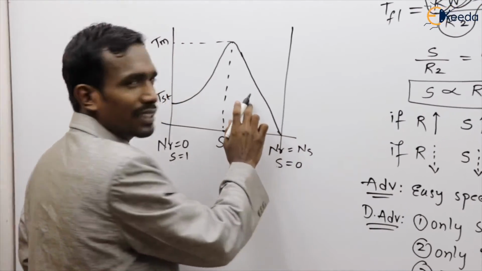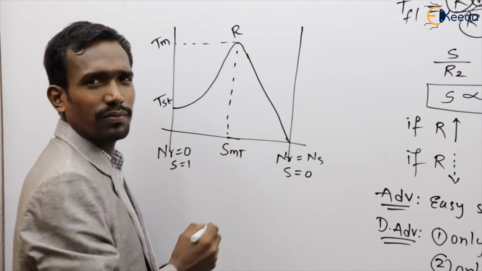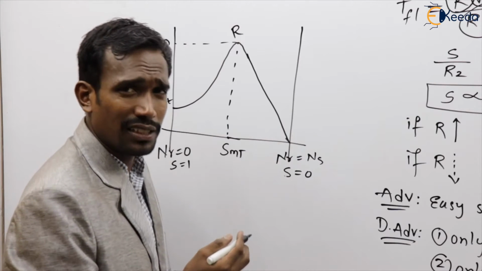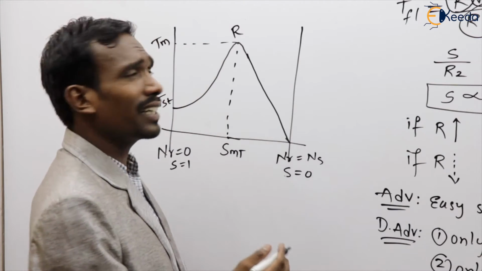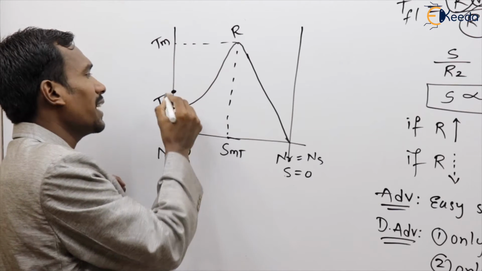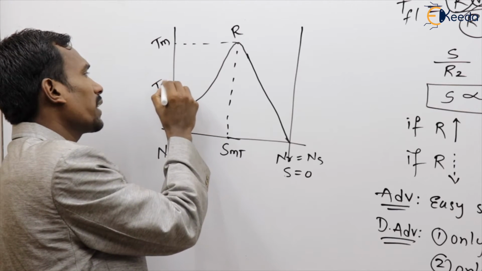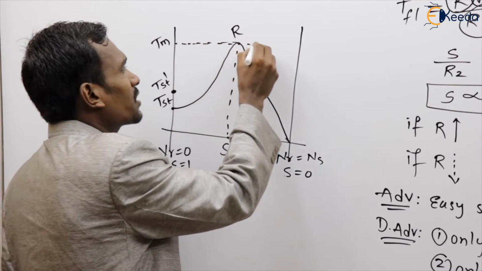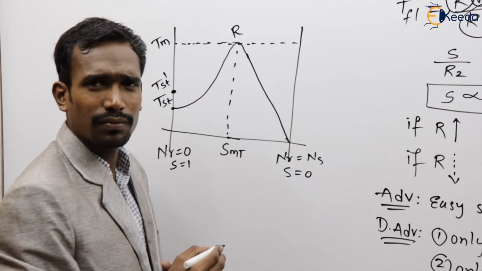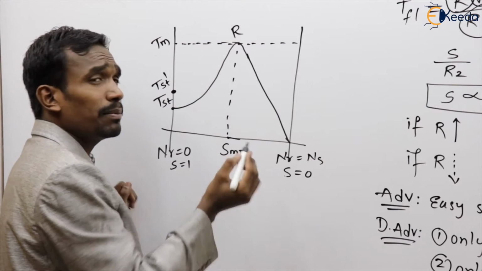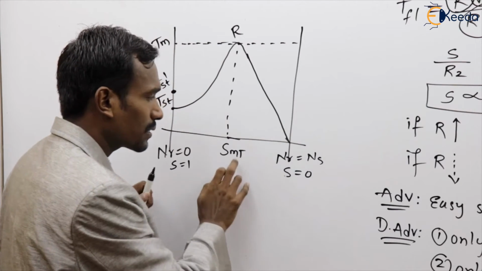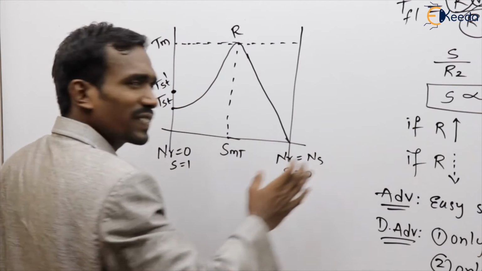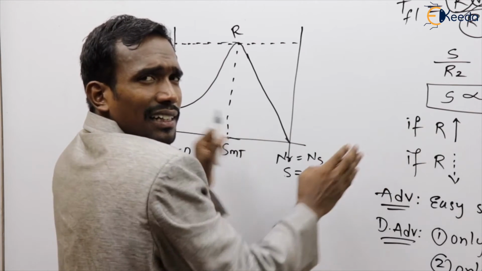Now see here, this is my torque characteristics at some rotor resistance R. Now I increased my rotor resistance. If rotor resistance increases, the starting torque also increases. If rotor resistance increases, maximum torque does not change. The maximum torque is constant. If rotor resistance increases, SMT also increases. Slip at maximum torque increases means it moves to the right side or left side.